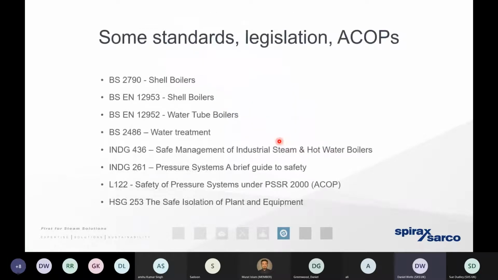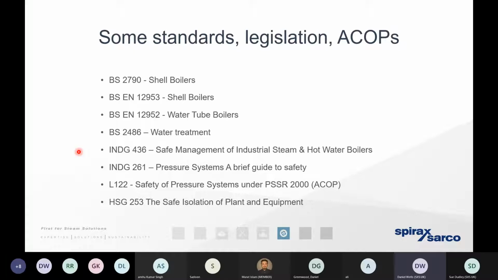So steam using sites have got a lot of standards and legislation that they need to abide by. And perhaps the most important standard here that's jumping out is what we refer to as INDG 436. It's a document that's written by the Health and Safety Executive here in the UK and closely referenced by a number of other countries. And essentially it's a risk assessment.